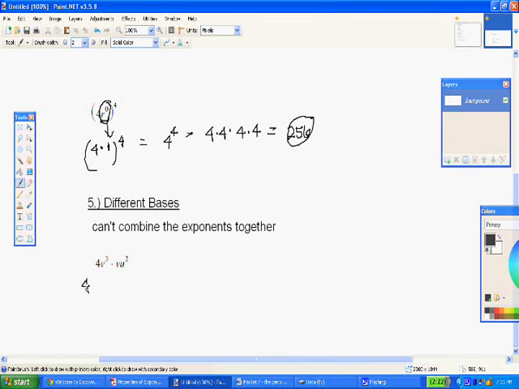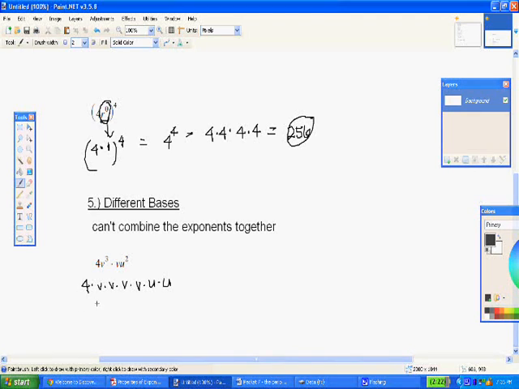And I'm going to go ahead and write out what this means. So we have 4v cubed, excuse me. So it's like saying 4 times v times v times v. And the vu squared is the same thing as saying times v times u times u.